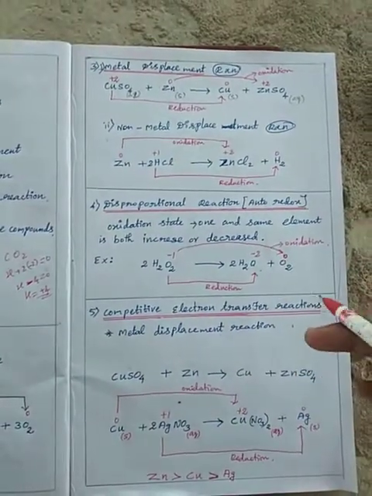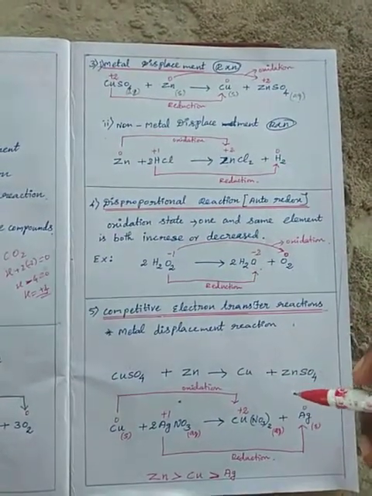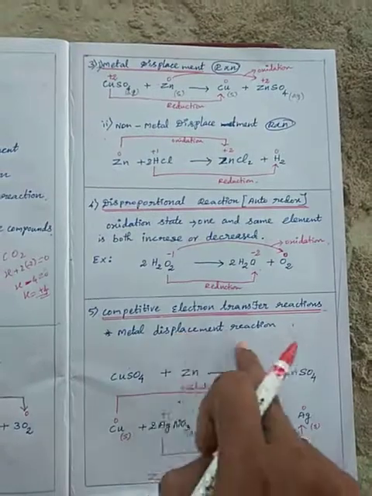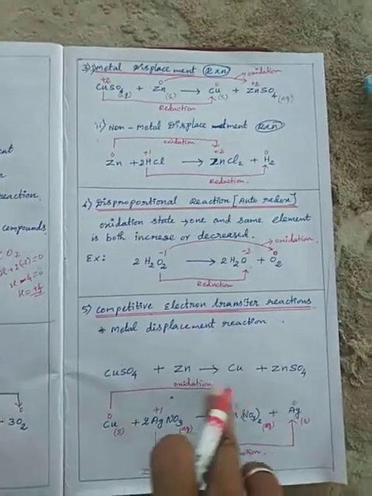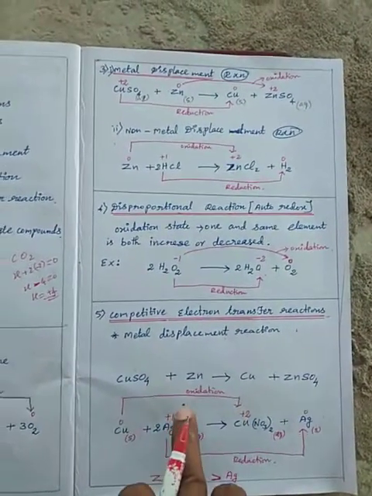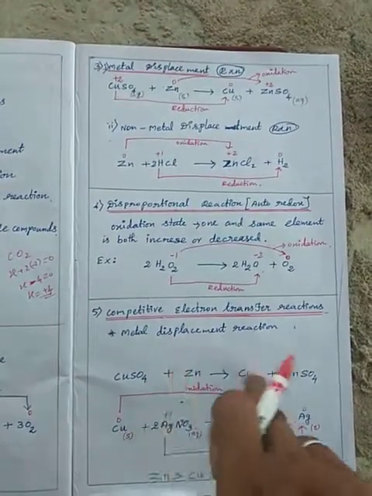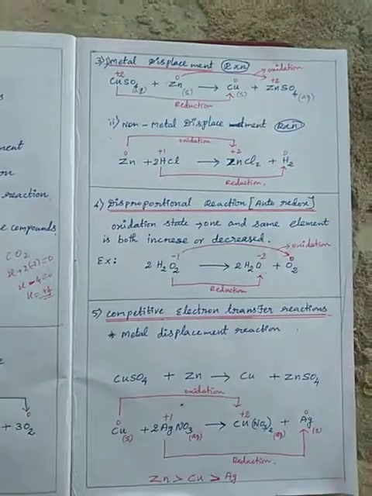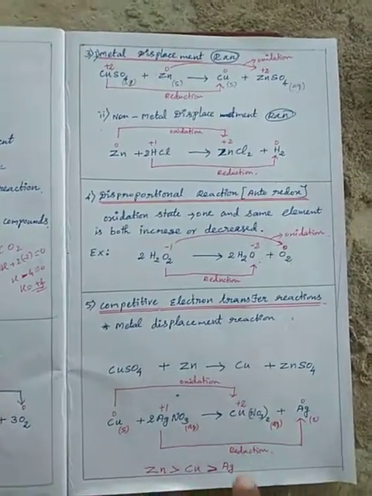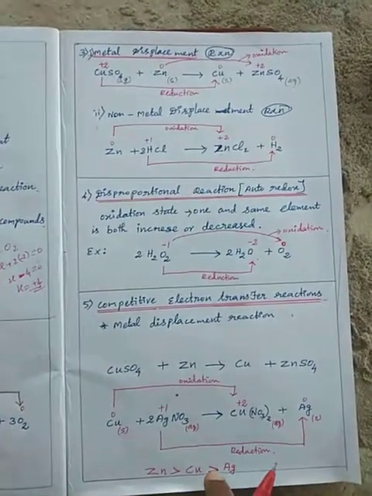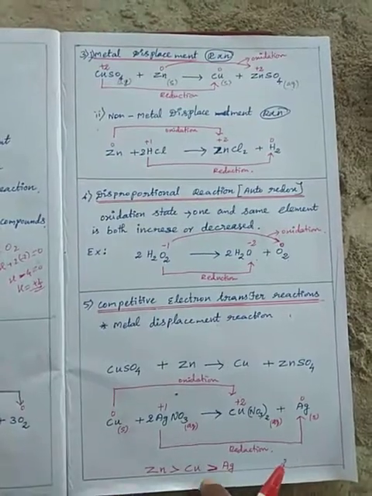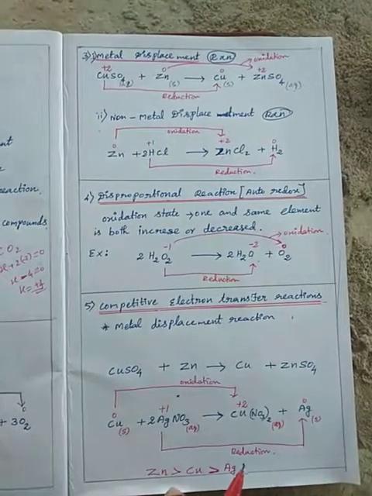And next will be competitive electron transfer. We already discussed that the metal displacement reaction is an electron transfer reaction. We will discuss it in depth in 12th standard. Oxidation and reduction occur together, and the metal that displaces another is called competitive electron transfer. In competitive electron transfer, the displacement tendency increases from silver to copper, copper to zinc.